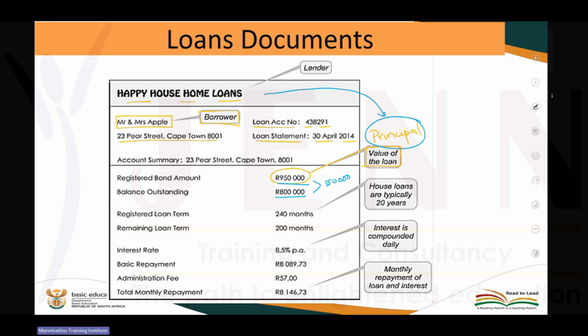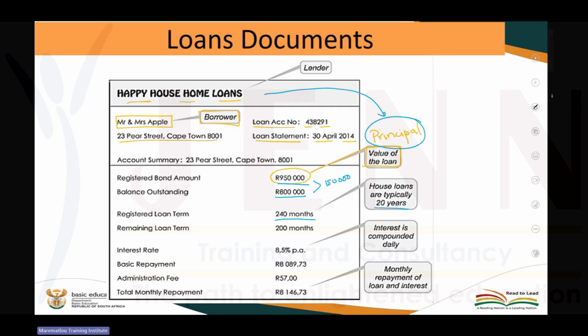House loans are typically for 20 years. The agreement was that they will pay this house off in 20 years, and then they will be done. But we can take the 20 years and convert it to months because they're going to pay per month. We want to check how many months are in 20 years. That's why we came up with 240 months.